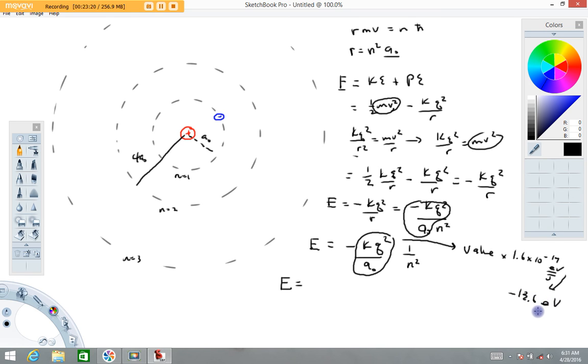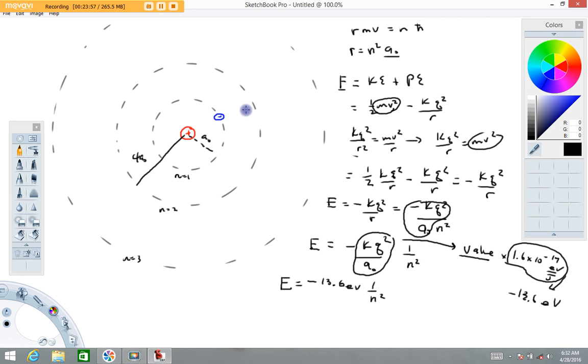I'm going to leave that as an exercise for the reader. Take these values, 9 times 10 to the 9th, 1.6 times 10 to the minus 19th, square it, and divide by the Bohr radius, 5.29 times 10 to the minus 10th. You're going to get a number. Take that number and multiply by this conversion factor, and out will come minus 13.6 eVs. So our allowed energies are minus 13.6 eVs times 1 over n squared. Now we have an equation for the allowed energies for the electron in a hydrogen atom.